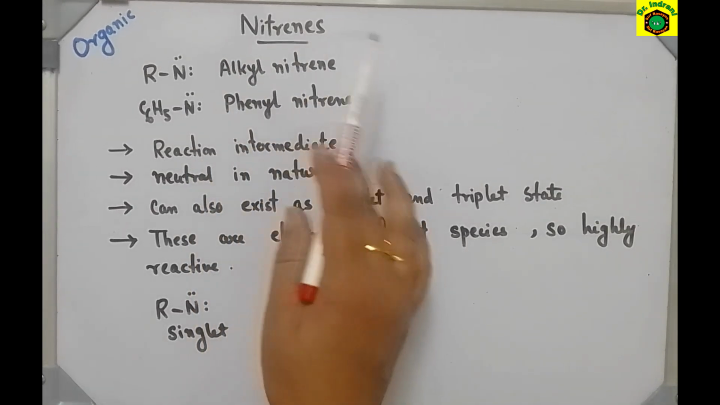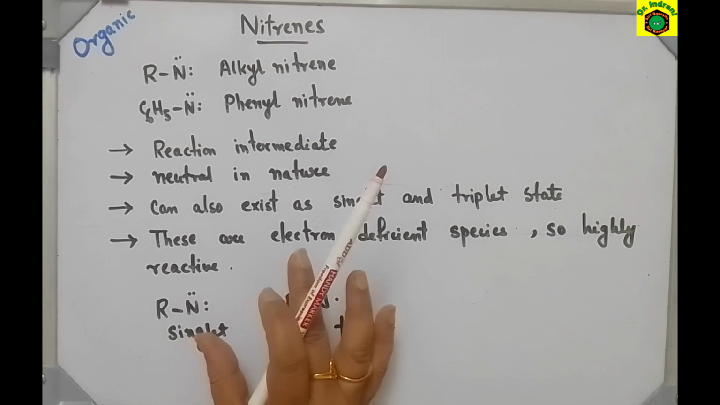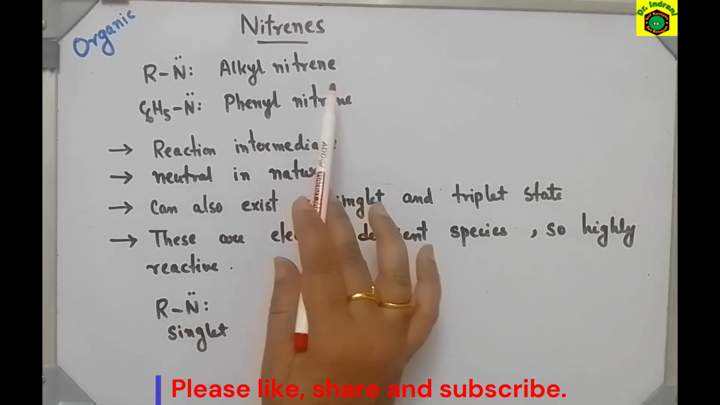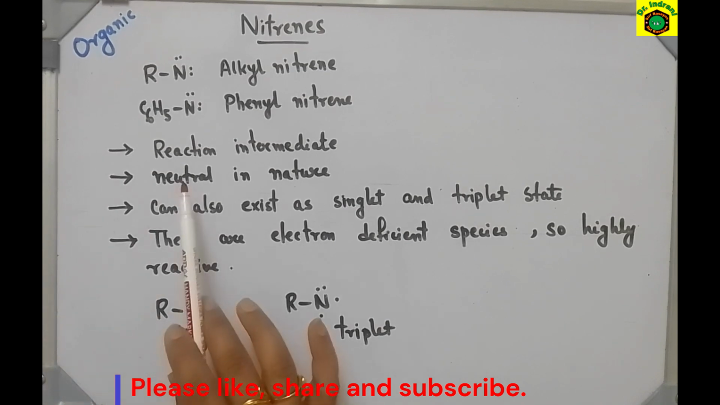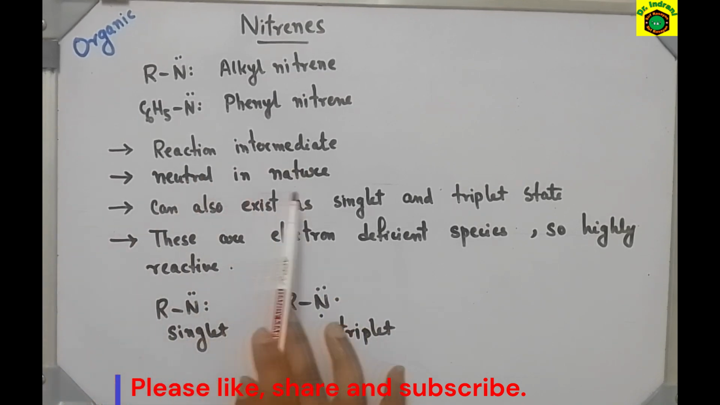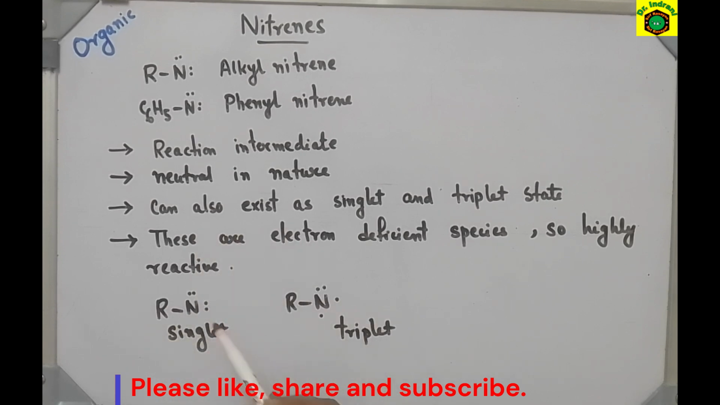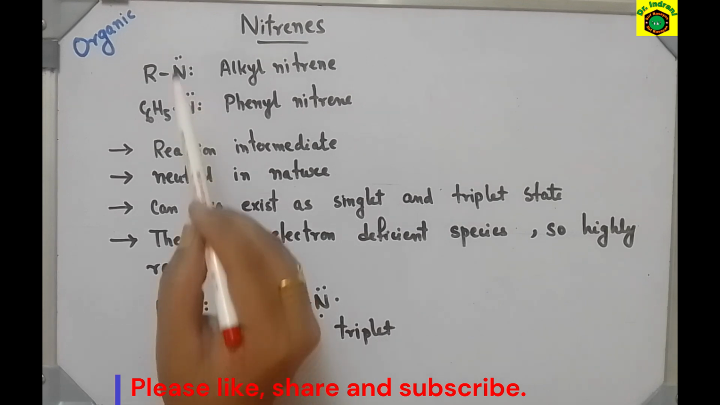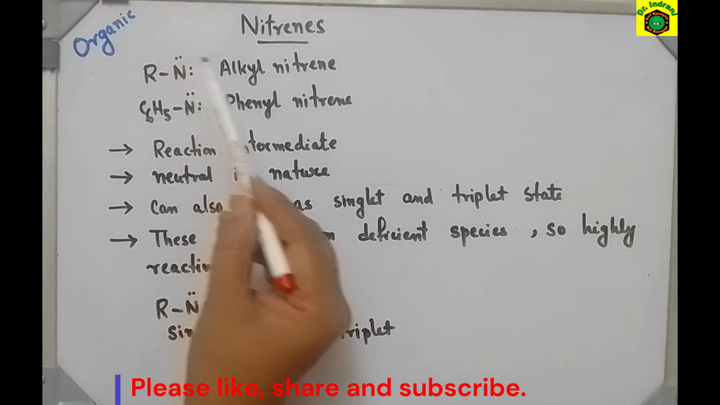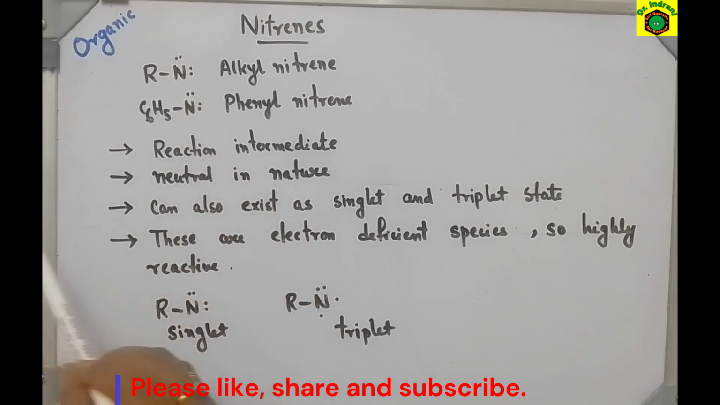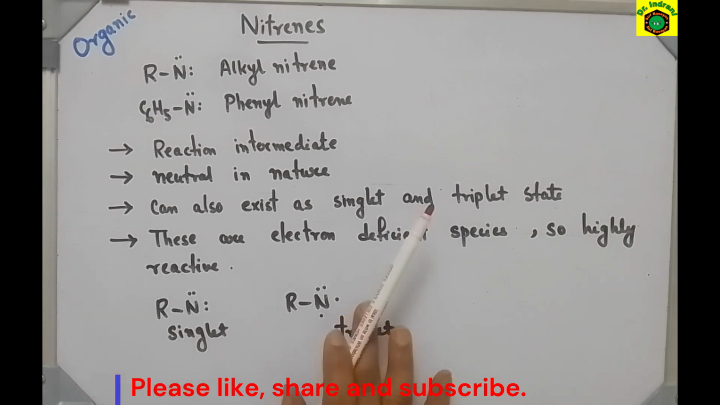Next reaction intermediate is nitrene. In short only I will tell about it. This is alkyl nitrene, this is phenyl nitrene. These are reaction intermediates, neutral in nature. They can also exist in singlet and triplet states. See, the singlet state has a lone pair here, and here it is like a diradical. These are electron deficient species, so they are highly reactive. Why electron deficient? In the valence shell of nitrogen, after sharing, how many electrons are there? 1, 2, 3, 4, 5, 6, less than an octet. So these are electron deficient species. That's all for reaction intermediates.